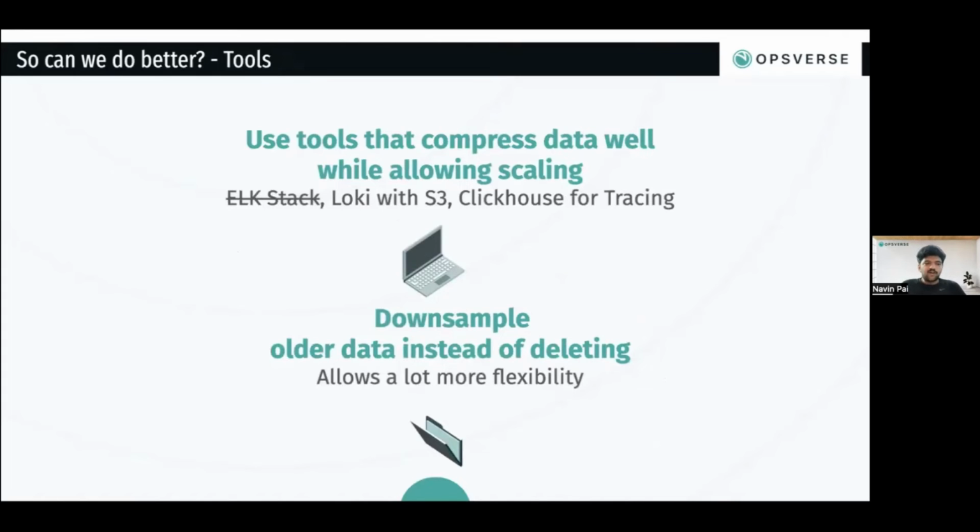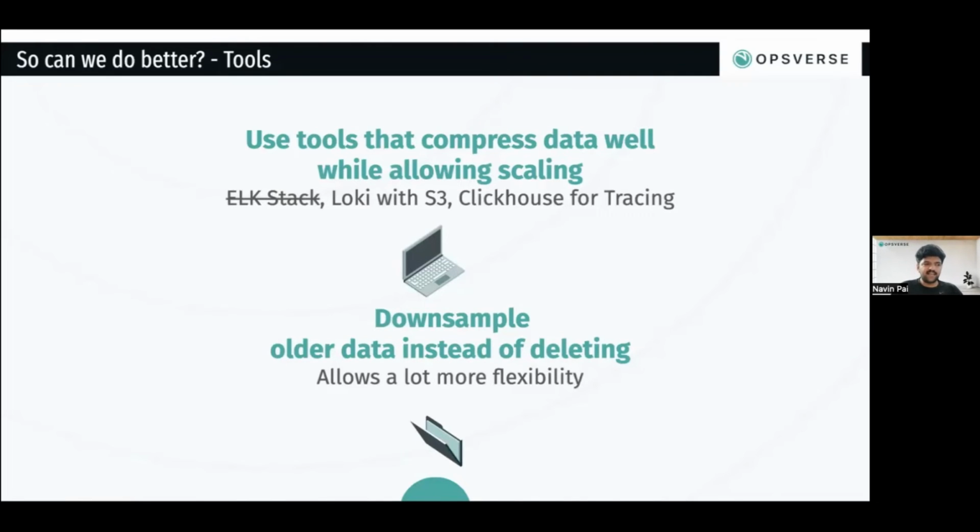The next thing we'll talk about is tools, right? And this ties in a little to the previous things that we spoke about. This is very important for us when we build out tool stacks as well: use tools that compress data well while allowing scaling, right?